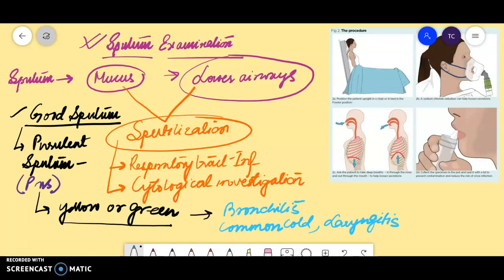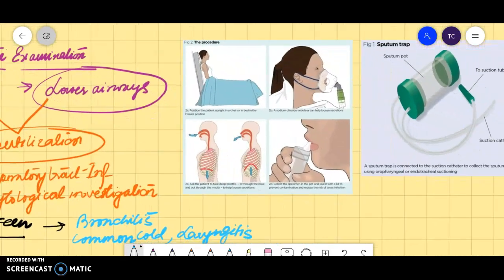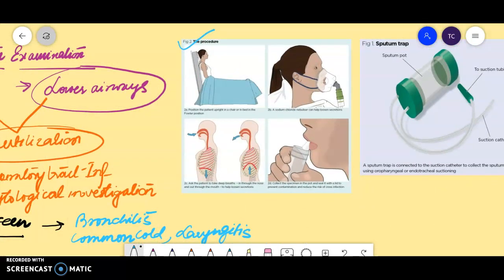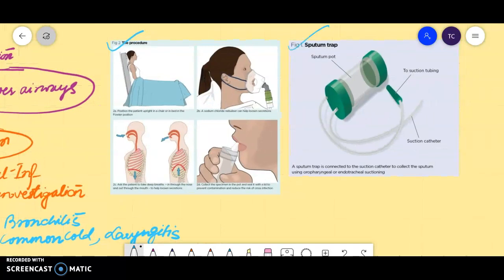So next we will move on to the collection of the sputum. Sometimes sputum is collected in an invasive manner. When collected this way, there is a sputum trap and suction tubing, and with the help of a suction catheter, the sputum is sucked out. The sputum trap is connected to the suction catheter to collect the sputum using oropharyngeal or endotracheal suctioning. So this is an invasive method, right? But if you collect sputum in a non-invasive way, you can use this type of procedure.